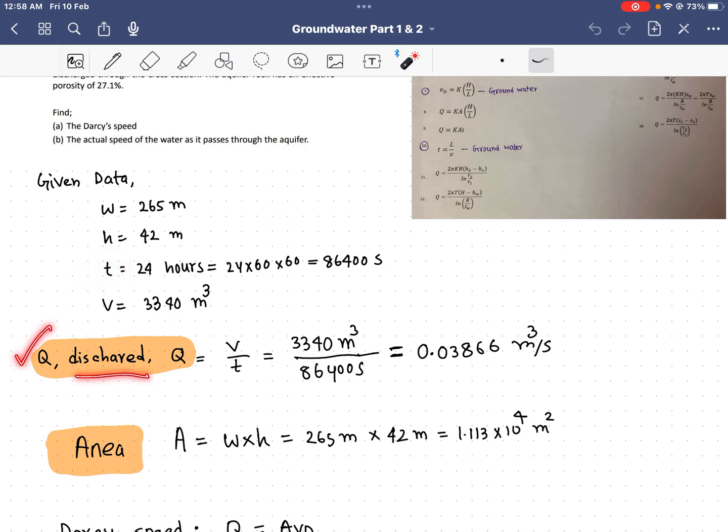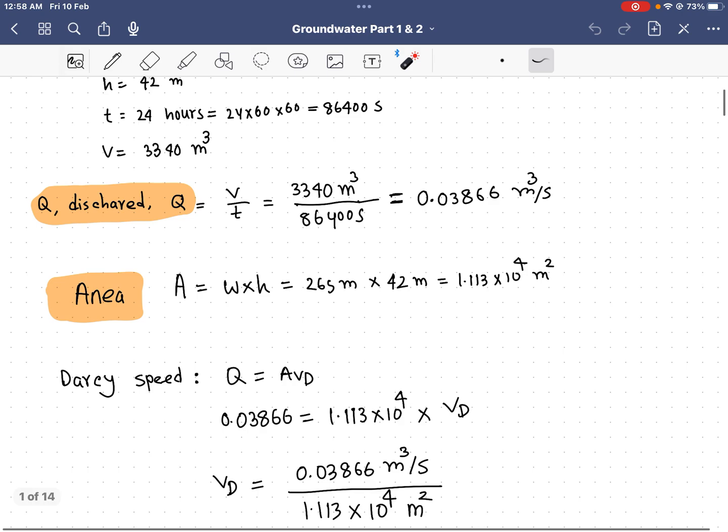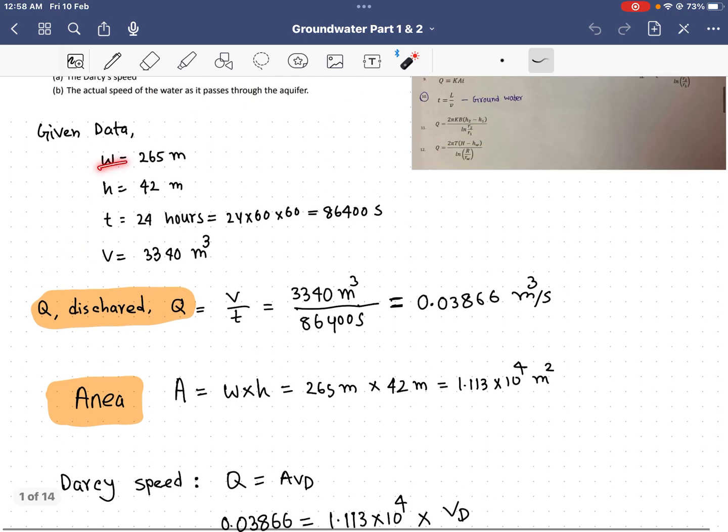So what is the formula for the discharge? The discharge formula is V over T. So V is 3,340 divided by 86,400 seconds, and I will get my discharge in cubic meters per second. Now once I have Q, I have to find the area. I already have the width and the height, so I can use the area formula to get 1.113 times 10 to the power 4 square meters.